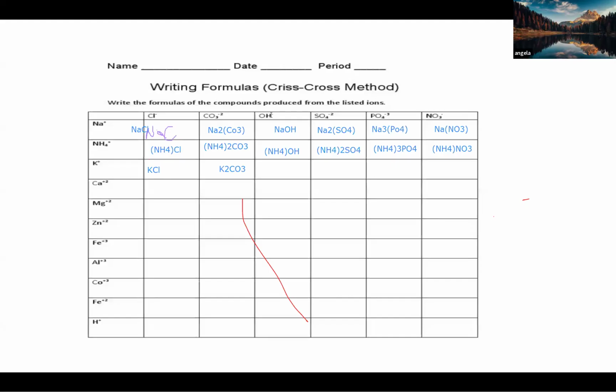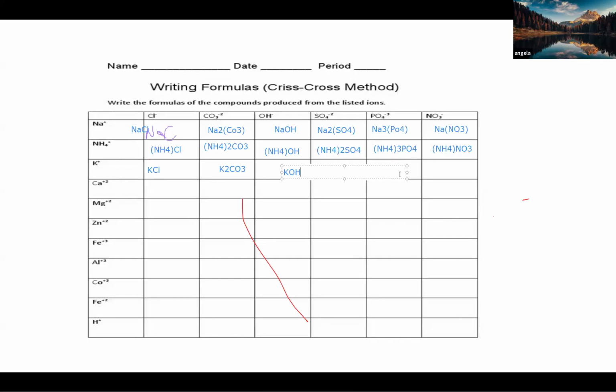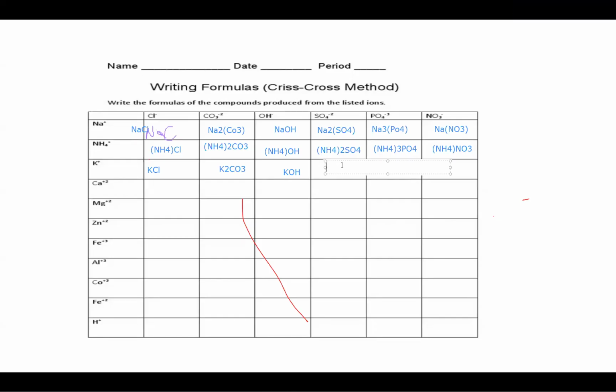So this one you have a 1 minus and you have a 1 plus. They cancel out, it's just KOH. Yes, perfect. Your next one. K2SO4. Perfect, yes.